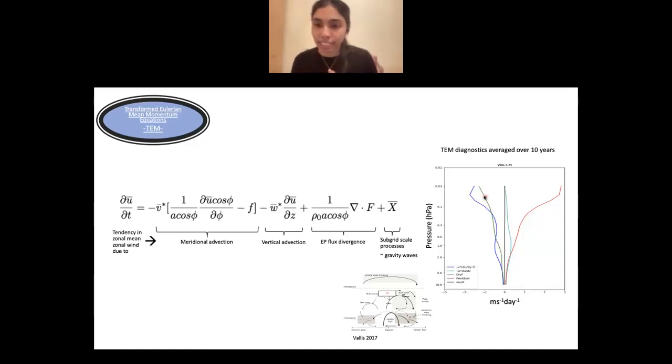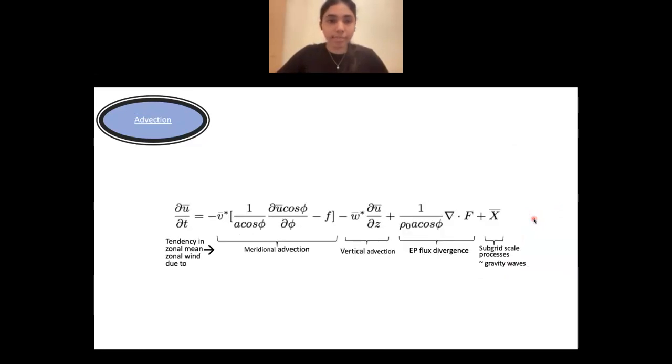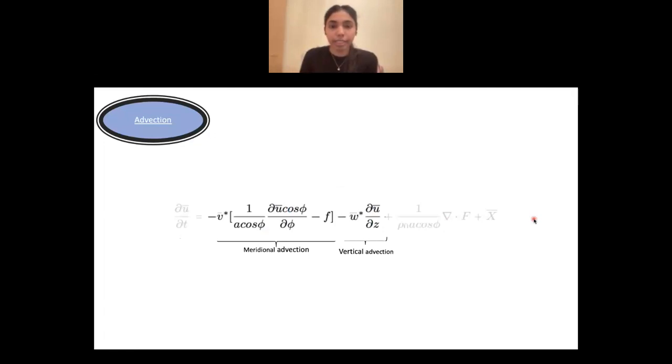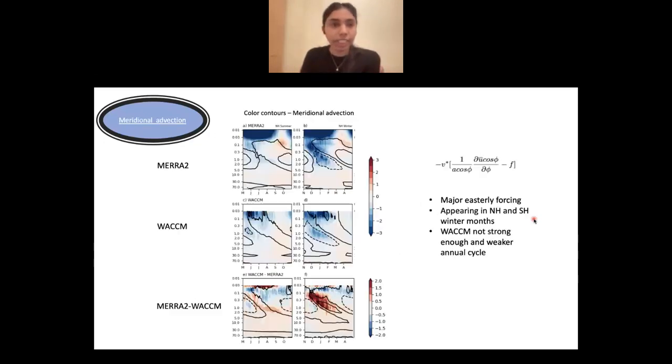And then we have resolved wave forcing, which also seems to, on average, give an easterly forcing, and the vertical advection and gravity wave forcing seem to be moving towards the westerly forcing part. Now we will individually look at all of these forcing terms and try to see what the differences are between the reanalysis and model. So first I'll be focusing on advection, the meridional and vertical advection.